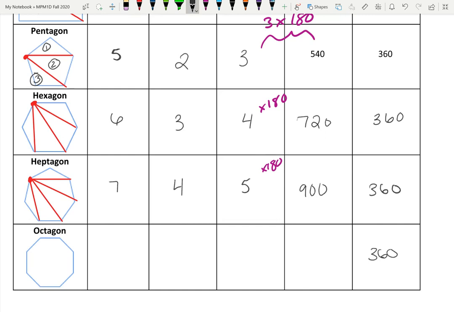And finally, an octagon means that it has 8 sides. I'm going to pick a vertex, 5 diagonals, which creates 6 triangles. So I'm going to multiply my number of triangles in my polygon by 180, and that is equal to the sum of my interior angles. You do not have to memorize the number of triangles in a polygon in order to then multiply by 180 to get the sum of the interior angles.